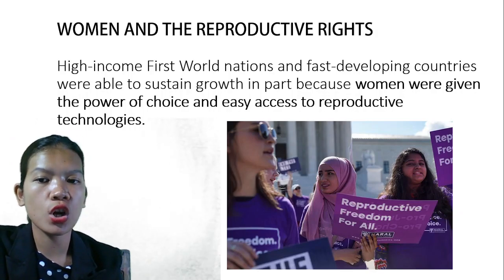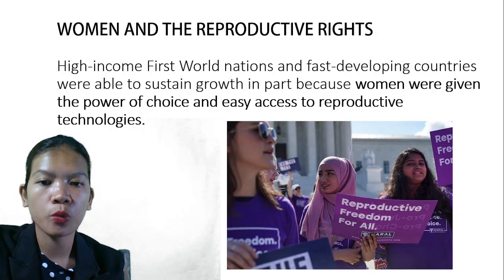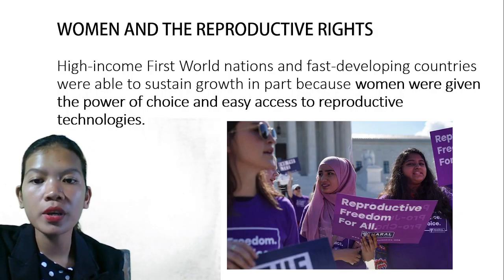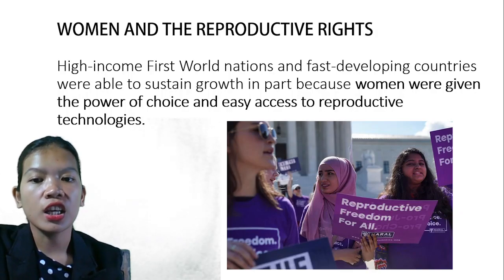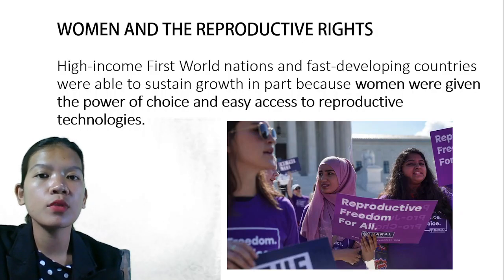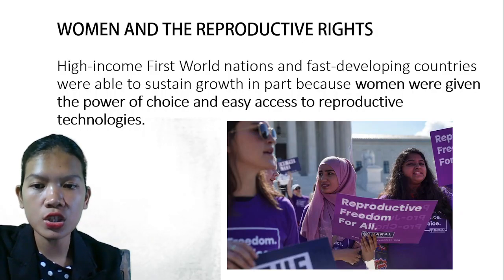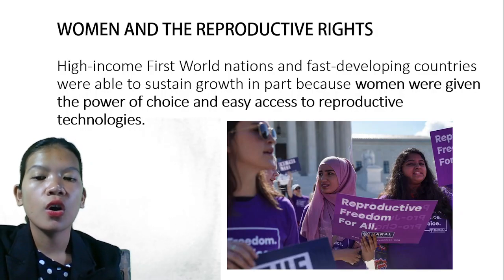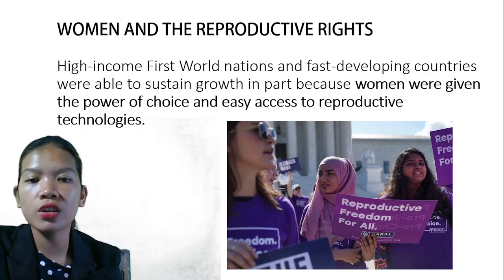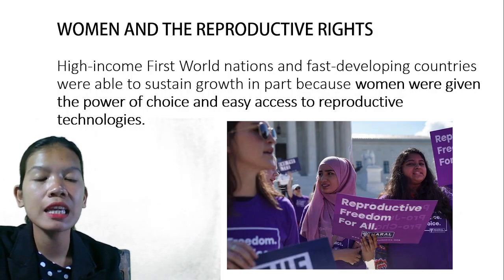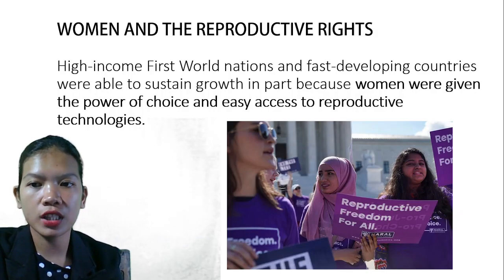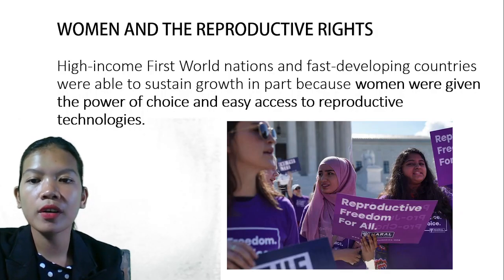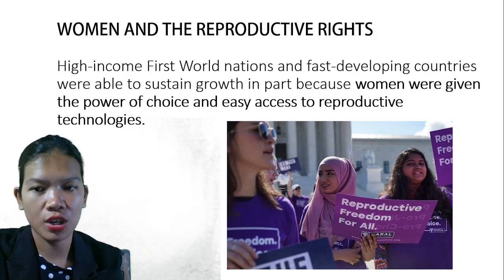This correlation between fertility, family, and fortune or wealth has motivated countries with growing economies to introduce or strengthen their reproductive health laws, including abortion. High income or first world nations and fast developing countries are said to be able to sustain growth in part because women were given the power to choose and easy access to reproductive technologies. Like in North America and Europe, 73% of the governments allow abortion upon the mother's request.